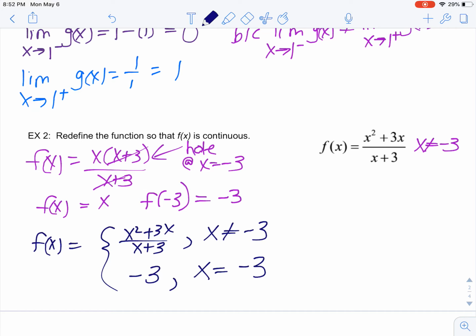So what this function is doing is, this is the line f of x equals x, or y equals x. And it had a hole over here at -3. And then this right here fills in the hole. So we have a continuous function. So we redefined it, so now it's continuous.